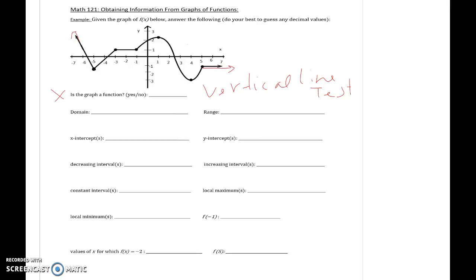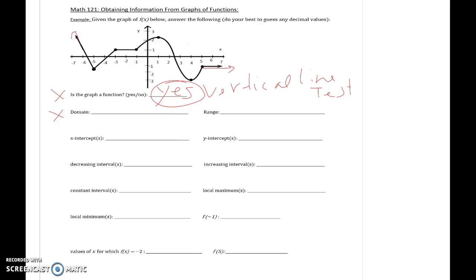In other words, if you can find a vertical line that intersects this graph more than once, it's not a function. But anytime I think of a vertical line crossing this graph, I believe it would only cross it one time. So I think the answer to this question is yes, because I cannot think of a vertical line that would intersect this graph more than once. Alright, we're doing good here. We've got one down.